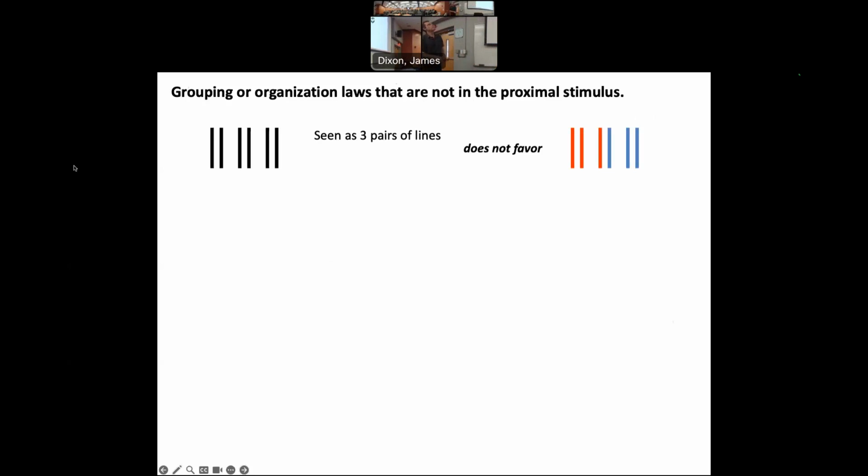So this particular setup doesn't favor another organization, which could be, right? Now I'm just color coding them to show what is not being favored. Your perceptual system could have split things essentially here for the first 3 lines and the next 3 lines, but it doesn't, based on the proximity of these things.